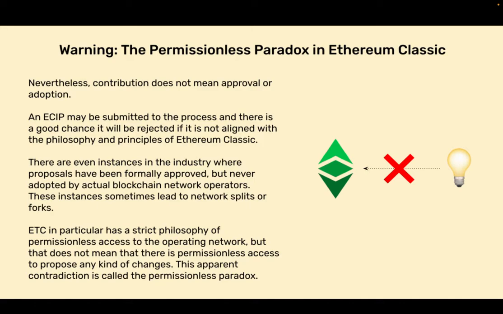Warning: the permissionless paradox in Ethereum Classic. Nevertheless, contribution does not mean approval or adoption. An ECIP may be submitted to the process, and there is a good chance it will be rejected if it is not aligned with the philosophy and principles of Ethereum Classic. There are even instances in the industry where proposals have been formally approved but never adopted by actual blockchain network operators, like node operators and miners. These instances have sometimes led to network splits or forks.